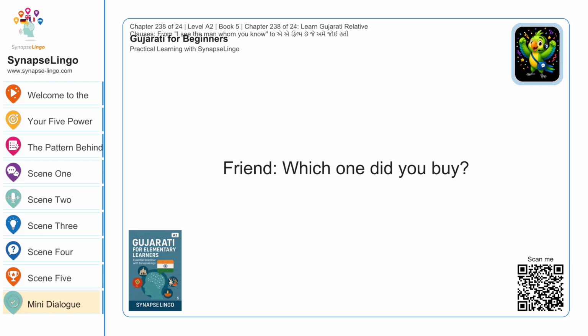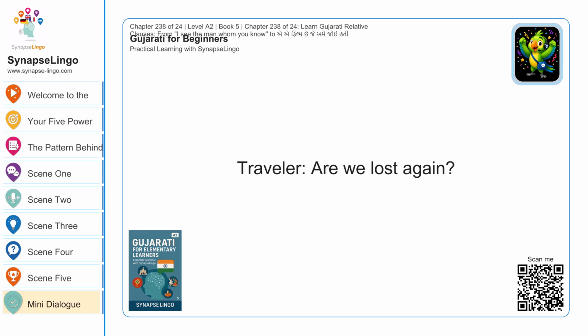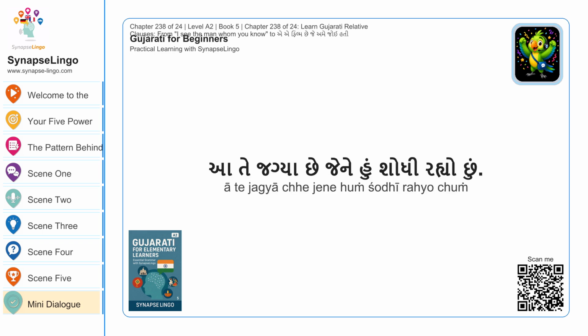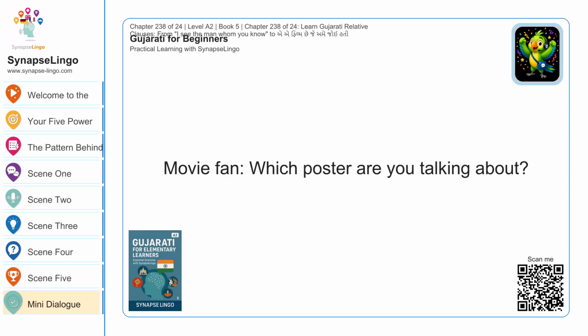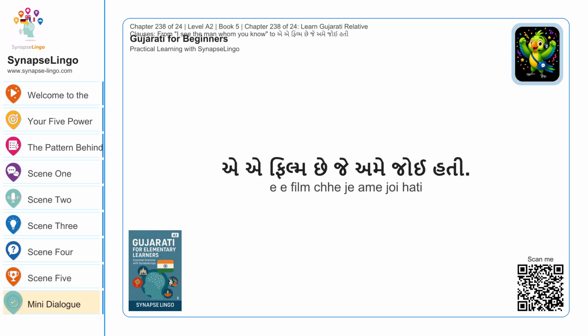Friend, which one did you buy? You. એ તે પુસ્તક છે જે મેં ખરીદ્યું હતું. Traveler, are we lost again? You. આ તે જગ્યા છે જેને હું શોધી રહ્યો છું. Movie fan, which poster are you talking about? You. એ ફિલ્મ છે જે અમે જોઈ હતી.